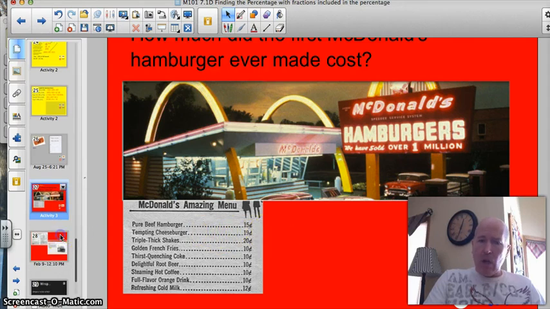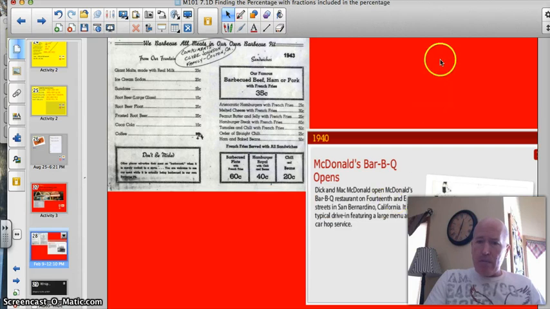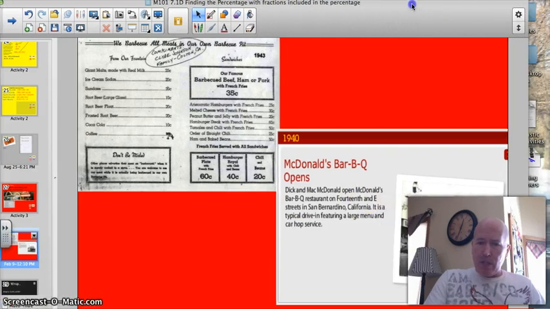But what I didn't know is that in 1940, McDonald's had a barbecue restaurant open. And this is right from their website. It was in San Bernardino, California. And it was a little drive-in. And they sold barbecued beef, ham, or pork sandwiches with fries for 35 cents. So a hamburger is a little bit different than a barbecued beef, ham, or pork sandwich, but I didn't realize that there was a McDonald's barbecue open. So that was Dick and Mac McDonald who opened that store.